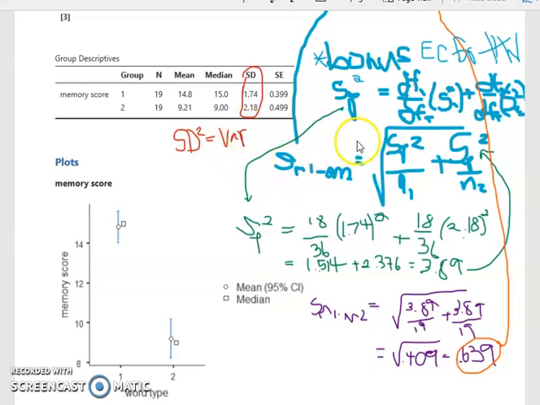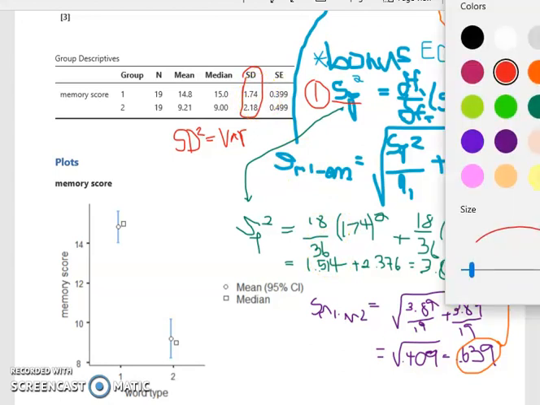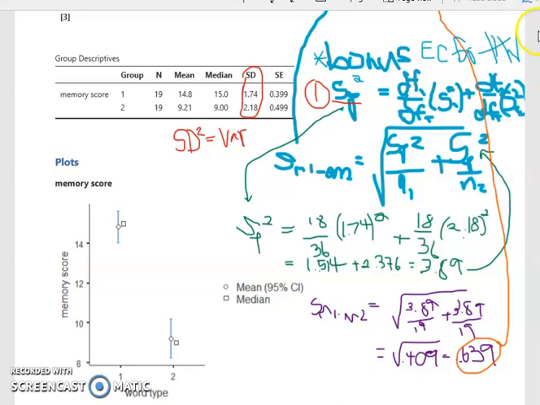Okay, so this is the first thing I'm going to do, I am then going to plug and chug. So degrees of freedom 1 was 18, degrees of freedom total was 36. My SD, I'm going to switch colors here just to make it a little easier to read. My SD for group 1 was 1.74. Again, I need the variance, so I'm going to square it.